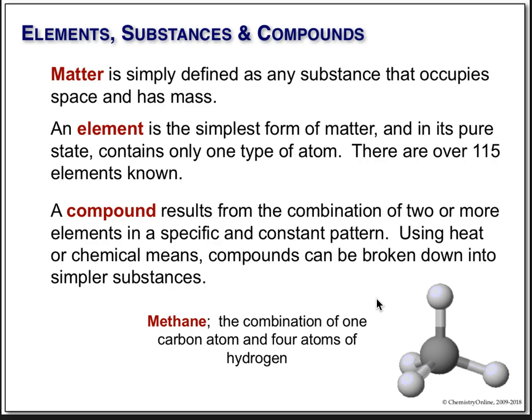This is methane. It has 1 atom of carbon in the middle and is bonded to 4 atoms of hydrogen. The geometry is tetrahedral. Every molecule of methane will look exactly like this. 1 carbon, 4 hydrogens, tetrahedral geometry. That is a compound. Compounds can be broken down into elements, and you can make a compound from elements.